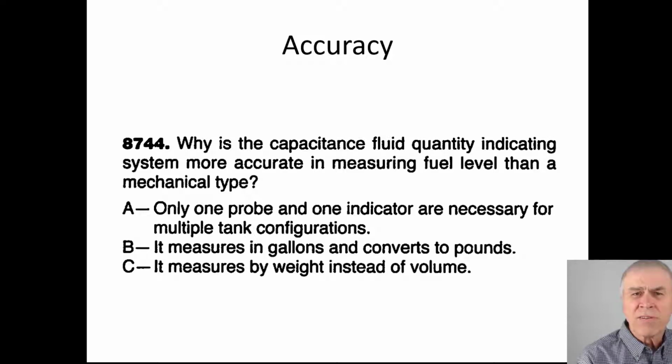Why is the capacitance fuel quantity indicating system more accurate in measuring fuel level than a mechanical type? Why is it more accurate? Well, let's see what the options are. A, only one probe and one indicator are necessary for multiple tank configurations. Well, that is definitely not true. The capacitance type will use many indicators, multiple in one tank even. So if there are multiple tanks, there'll be even more indicators.